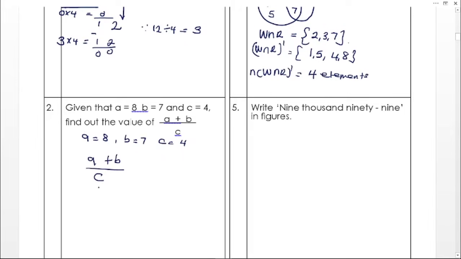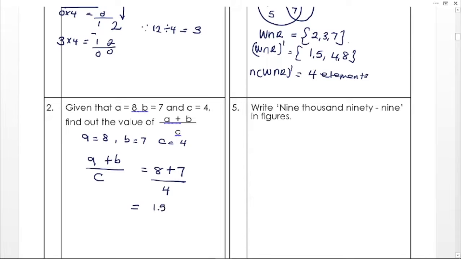So we are now going to substitute. What is A? A carries 8, and B carries how many? 7. Then our C carries how many? Our C carries 4. So what are we going to do first? We are going to first add 8 plus 7, that's 8, 9, 10, 11, 12, 13, 14, 15. So 15.